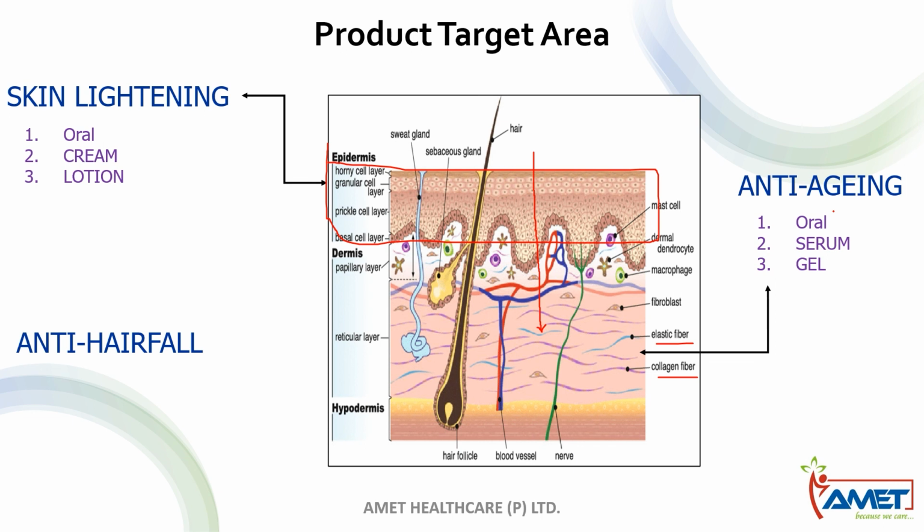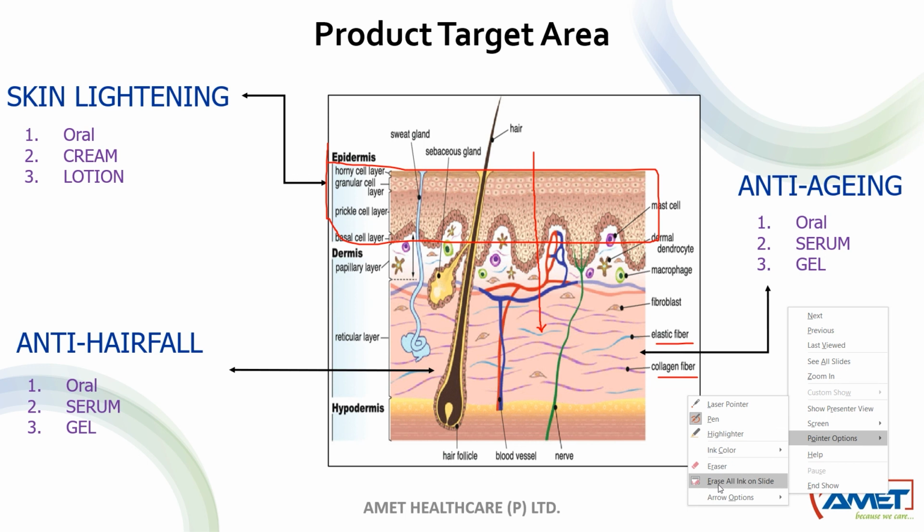Third, anti-hair fall products. If we consider the structure of the skin, we know now that hair is at the dermis level. So any anti-hair fall product should be working at the dermis level, and should be in the form of an oral, serum, or gel. That's all for us to understand what the skin structure is.